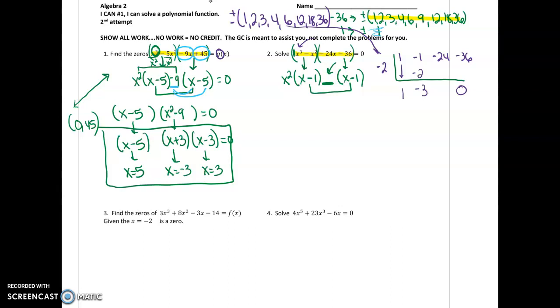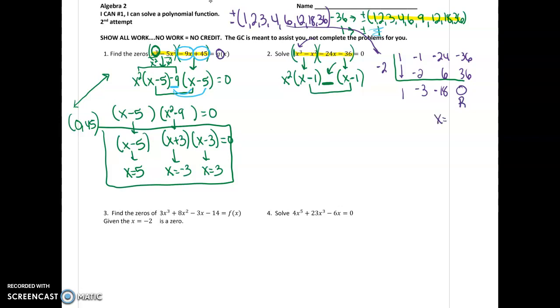And now I'm going to take -3 times the -2 for 6, add this column up for -18, and then I'm going to take -18 times -2, get a +36, and sure enough, I get 0. So remember, when we're done, the number at the end is the remainder, which is what we want.